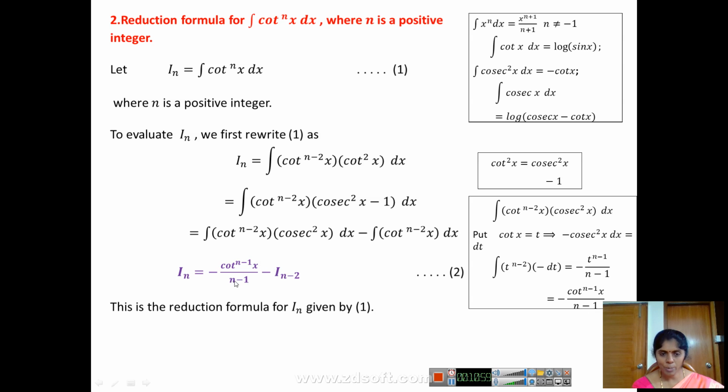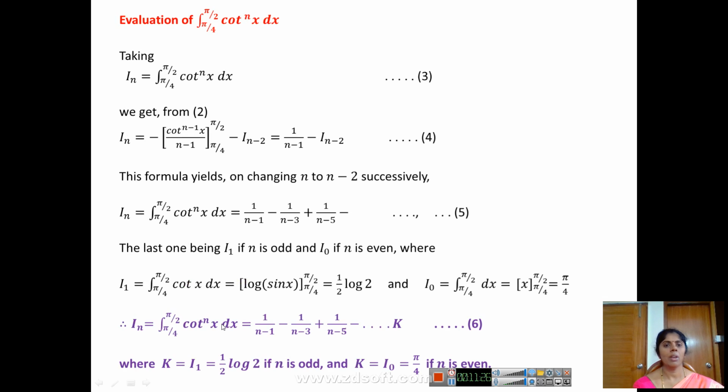The first part we can rewrite like this: I n equals minus cot to the power n minus 1 of x whole divided by n minus 1 minus the integral of cot to the power n minus 2 of x into dx, which can be denoted as I n minus 2. This is the reduction formula for integral cot to the power n of x into dx. Again we have another term, that is the evaluation of integral pi by 4 to pi by 2 of cot to the power n of x into dx.